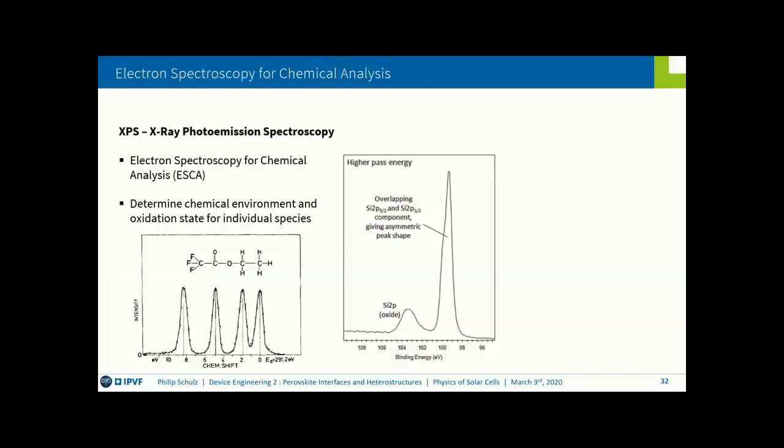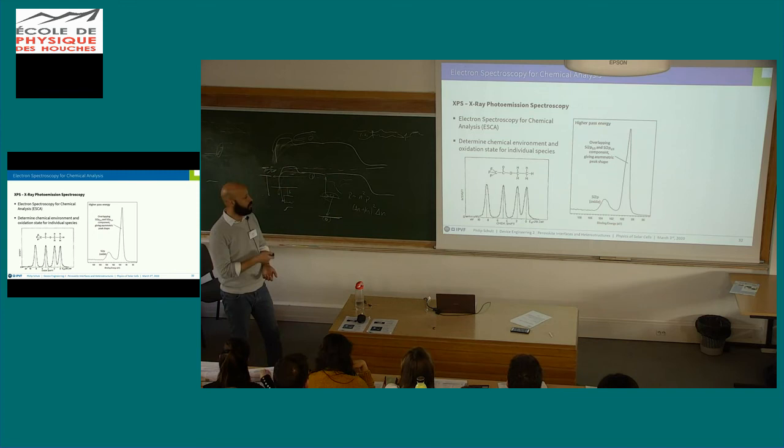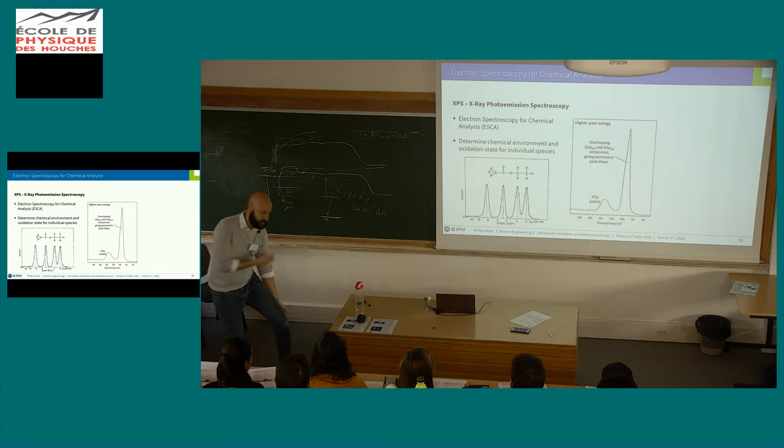And of course, you don't need to stick to only carbon. You can look into silicon, for instance. So these are silicon 2p levels. This is actually not in the slides. Well, it's in the slides, but not in your deck of slides, where you have the two peak contribution for metallic silicon or pure silicon. And here you have the same core level for oxidized silicon.